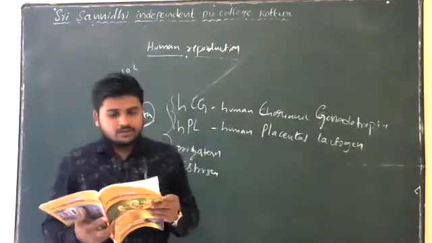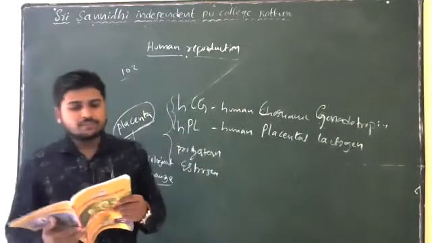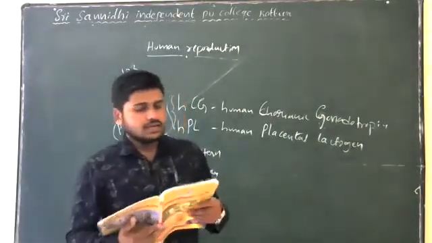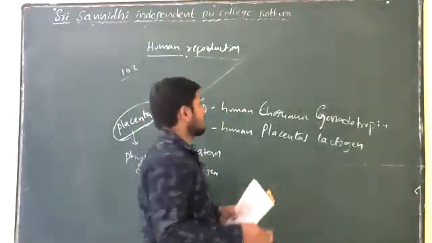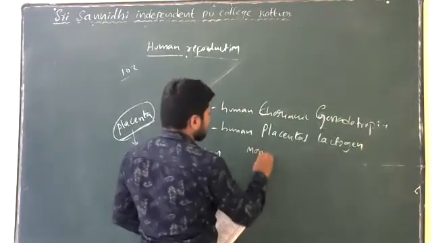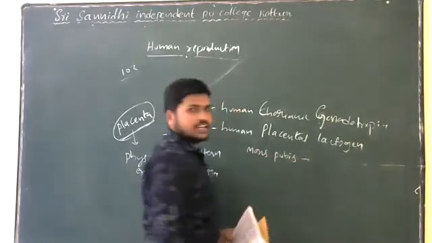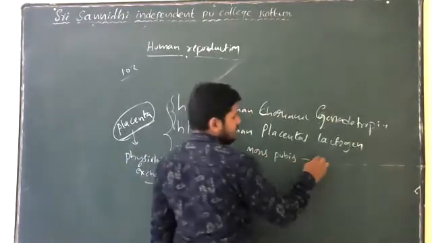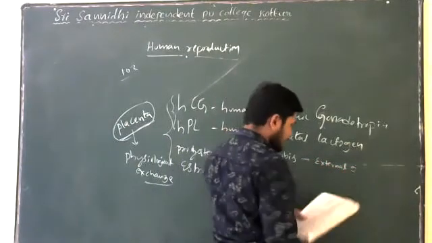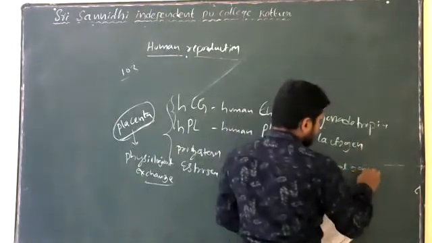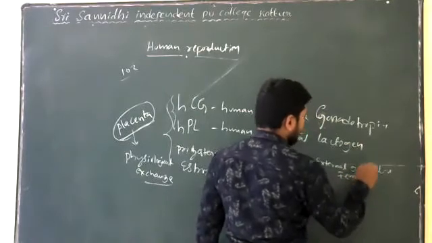Match column 1 with column 2 and select the correct option using the codes given below. Here the columns and information are given. The first item is mons pubis. Mons pubis is a part of the external genitalia, the vulva, in the female reproductive system.